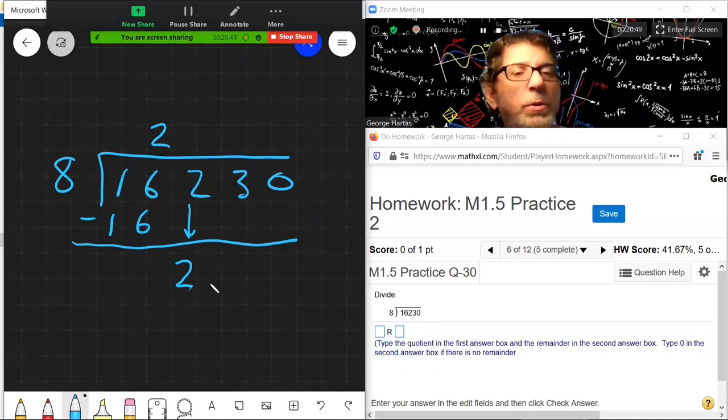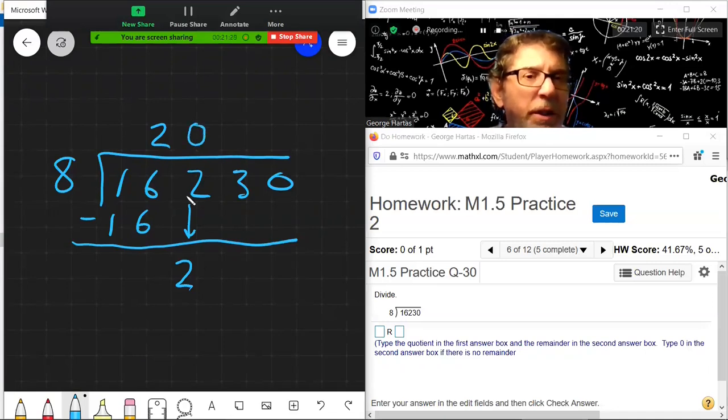So we have to do the first step again. We have to go back to the top, right? Step number 1, which is to divide. And remember, we divide in the box the first time. Afterwards, we divide downwards like this, down here. So we're going to divide 8 into 2. Can 8 divide into 2? No, it cannot, because 2 is too small. So we put a 0 here.